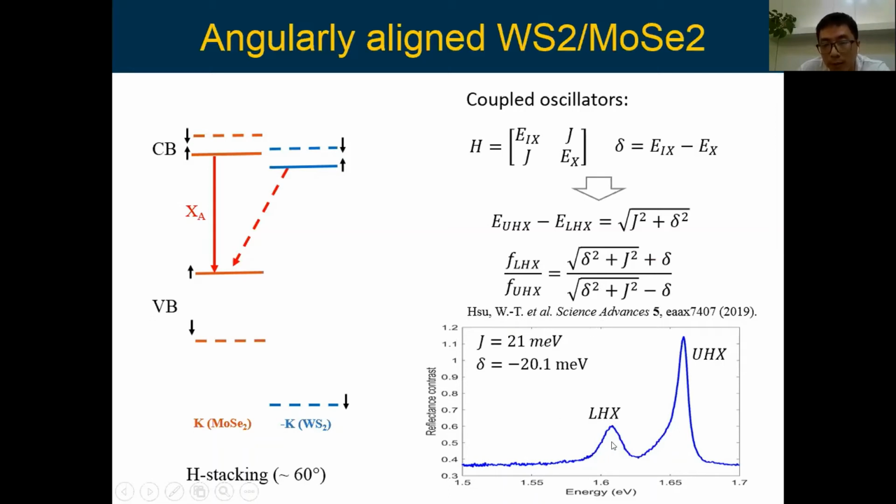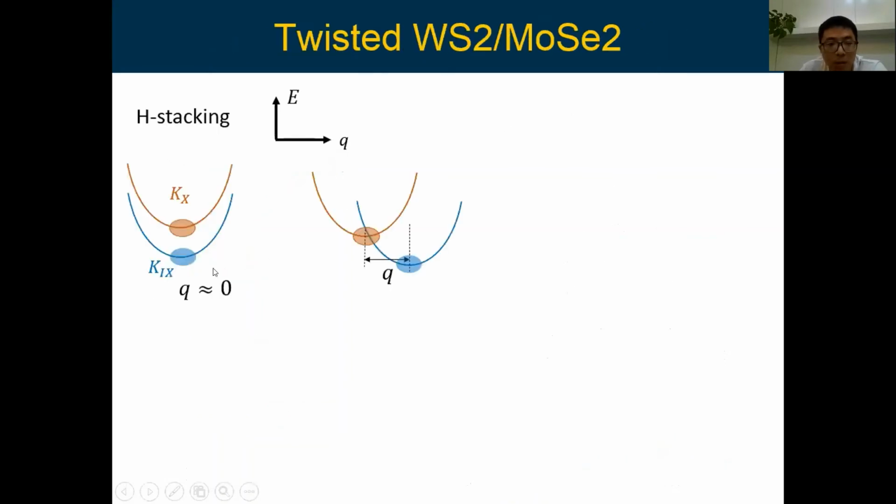For example, this sample showed the tunneling strength is 21 meV, and the detuning is negative 20.1 meV, which means the interlayer exciton is at a lower energy compared to the intralayer exciton. So these are aligned samples. It's easy to understand that the momentum conservation is satisfied.